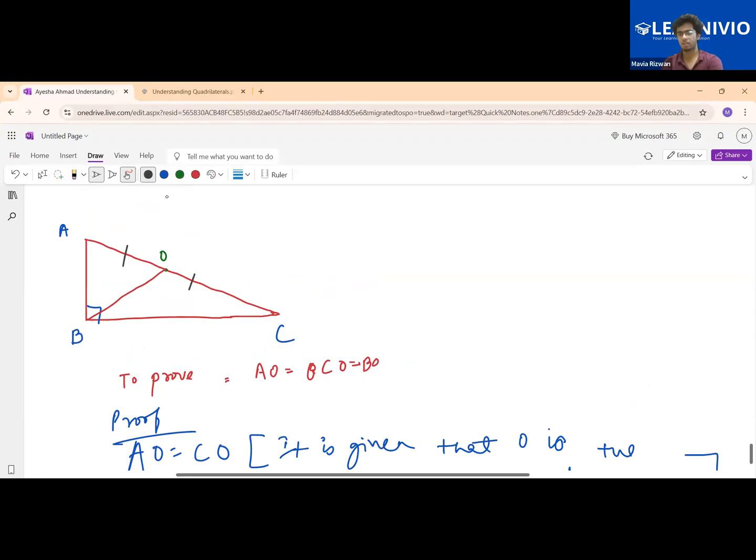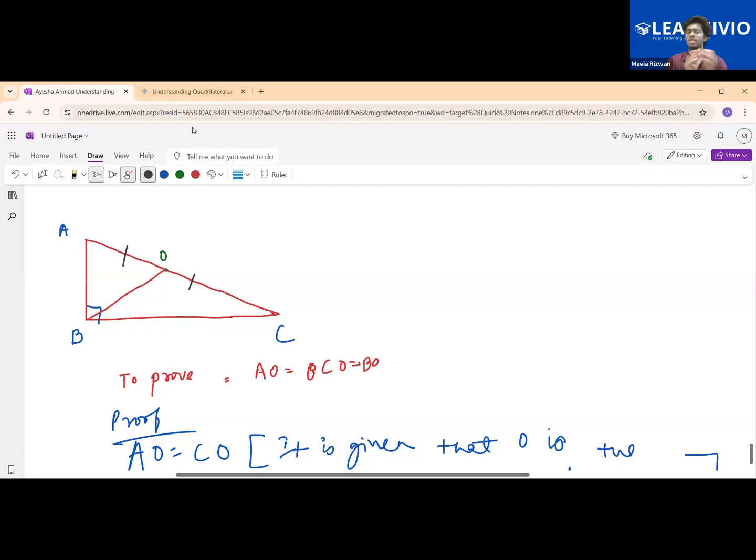Aisha, is this clear? I'll repeat again. This was a right angle triangle, and they said that O is the midpoint. You have to prove that AO is equal to BO is equal to CO. In the question, they have said to prove that it is equidistant. Equidistance means equal distance from all, that is A, B, and C. So AO is equal to BO is equal to CO. You have to prove this.